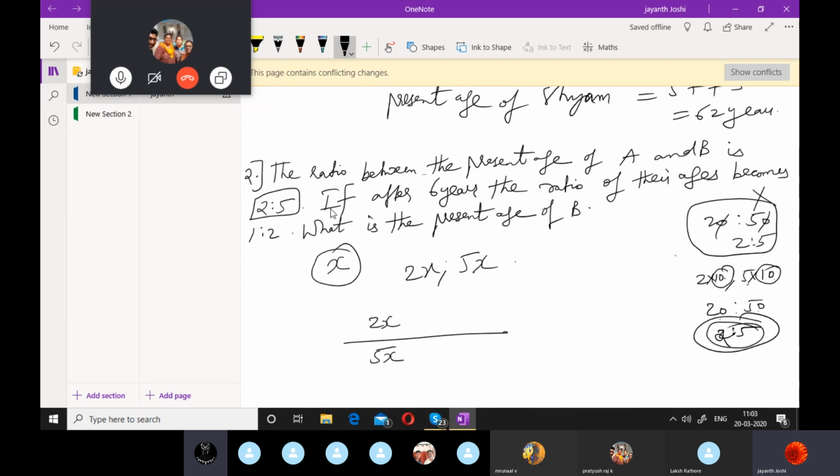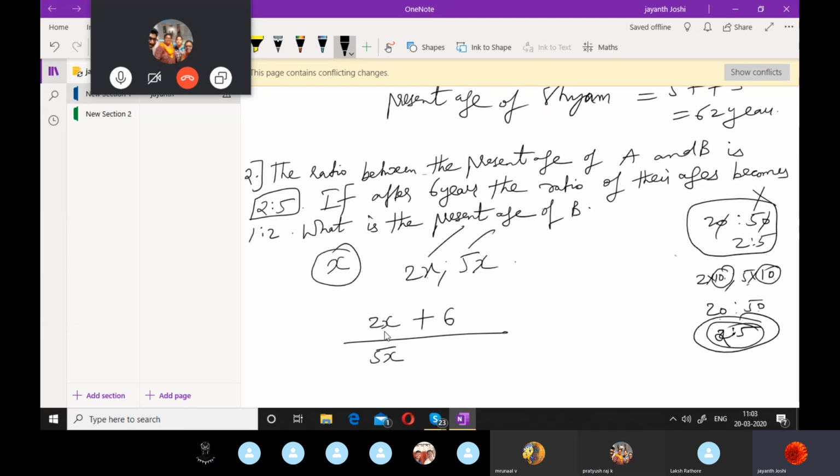Now, the next condition. If after 6 years, I've already given you the basics when I started the chapter. Whenever you see the term after 6 years, you need to add. And when it is 6 years ago, you need to subtract. So after 6 years, the ratio of their ages is 2 is to 5. But I've broken the ratio into 2x and 5x.